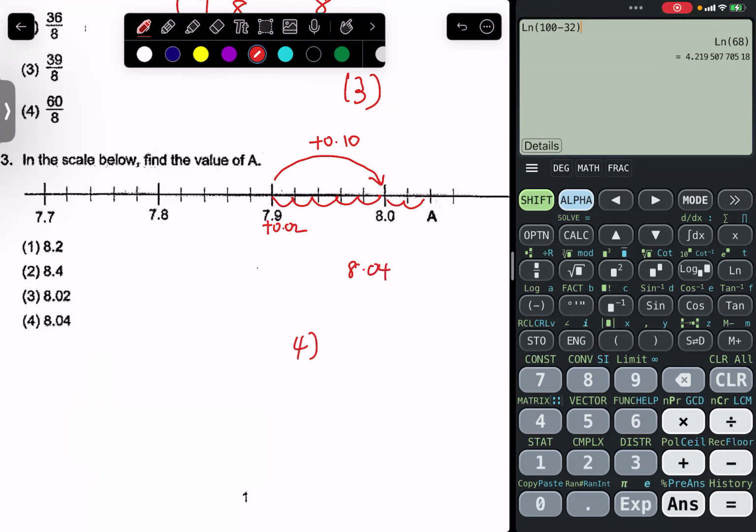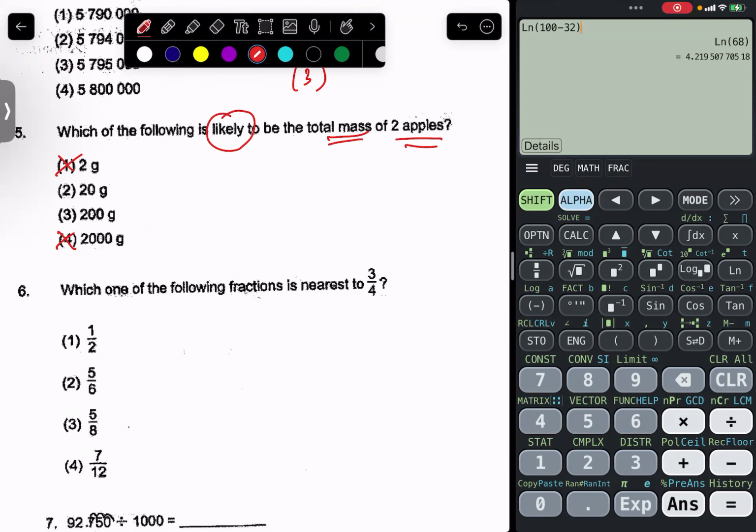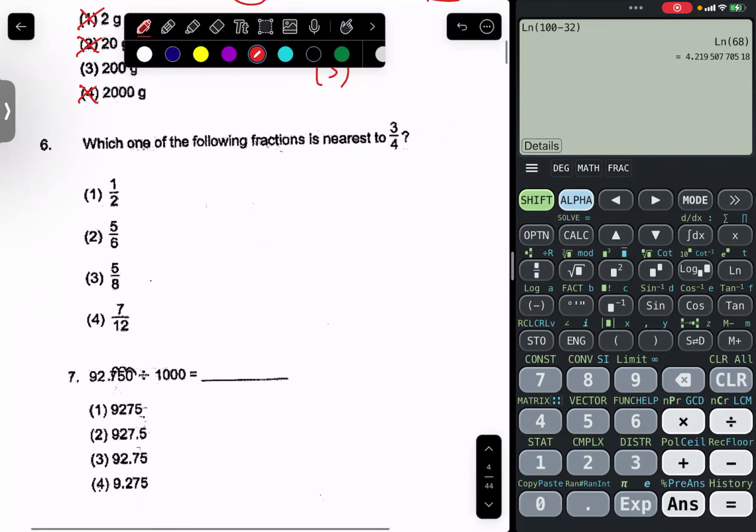Which of the following is likely to be the mass of 2 apples? Okay, likely to be, right? So you need to eliminate the answers that seem illogical. 2,000 grams is definitely not possible. 2 grams is also not possible. 1 apple is about 60, 70 grams. So 20 grams also doesn't make sense. So 2 apples most likely will be 200 grams. Maybe they are very big apples.